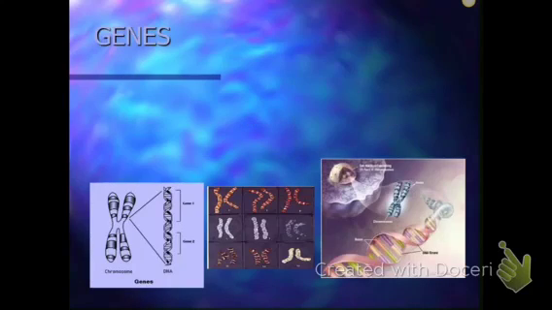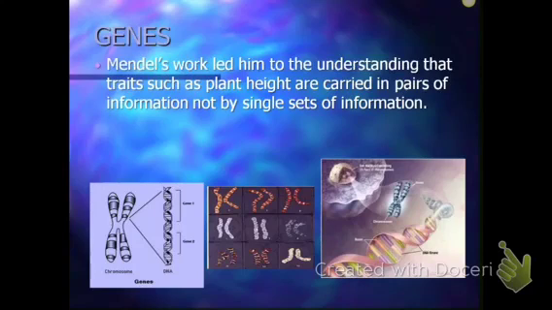Okay? So the next thing we're going to talk about is genes. So Mendel's work led him to the understanding that traits such as plant height are carried in pairs of information, not by single sets of information. Okay, so when we talk about humans, humans have pairs of chromosomes, and you've already heard this because we have 23 pairs of chromosomes, or 46 chromosomes altogether.